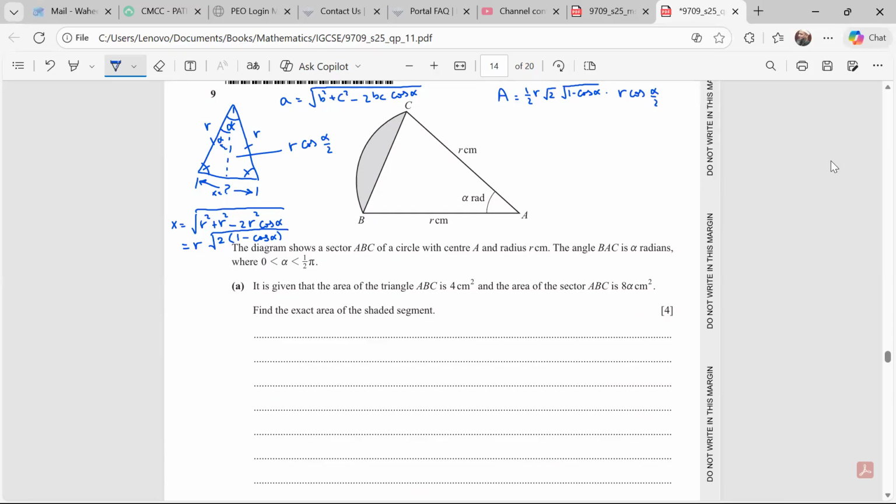Now you can see that r times r is going to be r square. And 2 under root, and this is 2 only. So I can divide by under root 2.